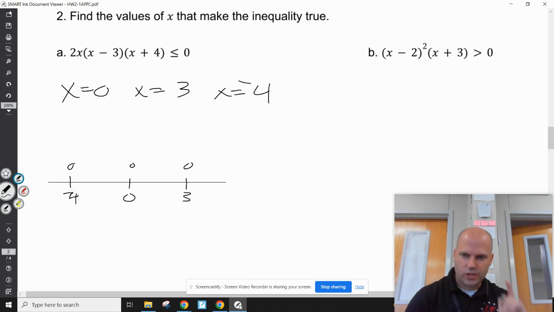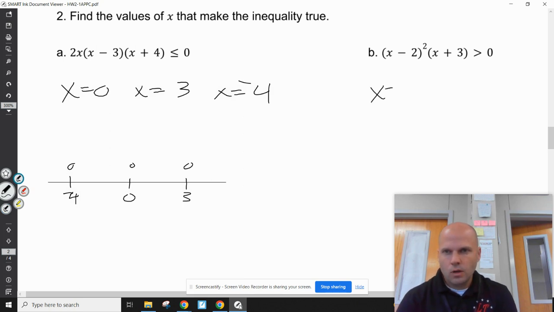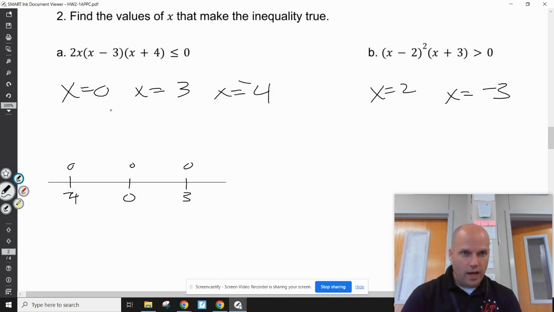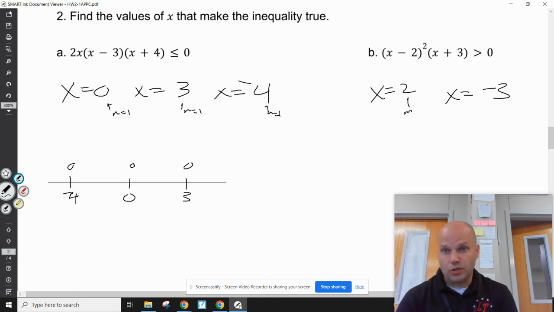So here's what we're going to do. For just these first two, we are going to just do some test points. And then we're going to notice something, and then we're going to use that from now on. Okay. All of these multiplicities are 1. Cool. This multiplicity is 2. This multiplicity is 1.